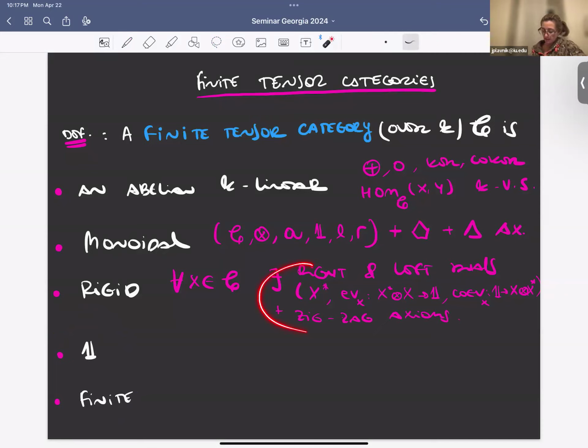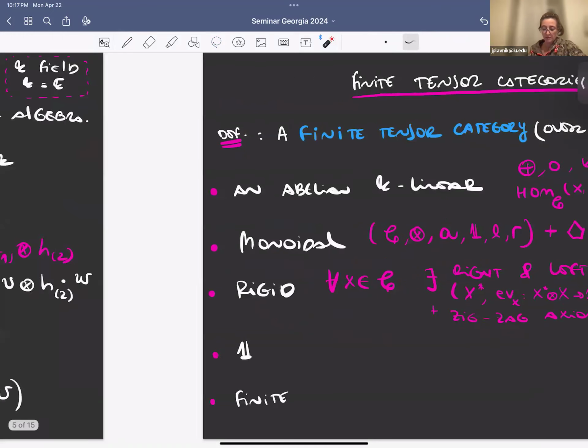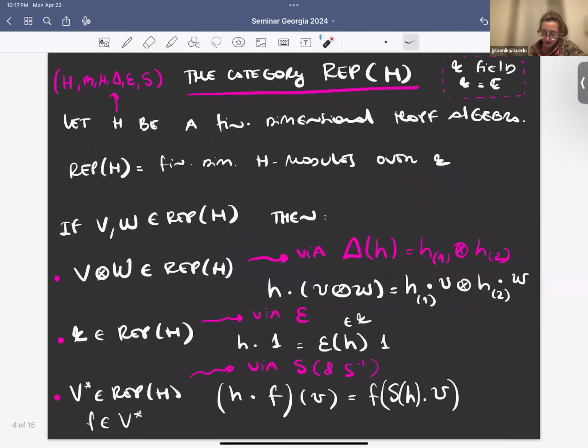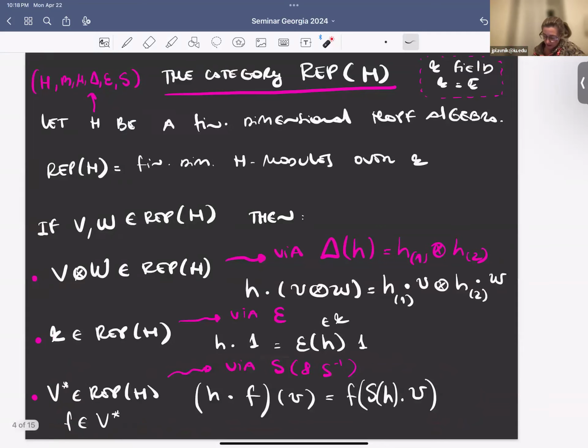This here is imposing some finiteness condition. For example, let me go back to my previous thing before. Here, I asked for finite dimensional H modules. It was not a coincidence. I asked for this finite dimensional condition, otherwise this condition of having left and right duals will not hold. So that's why I asked for that.